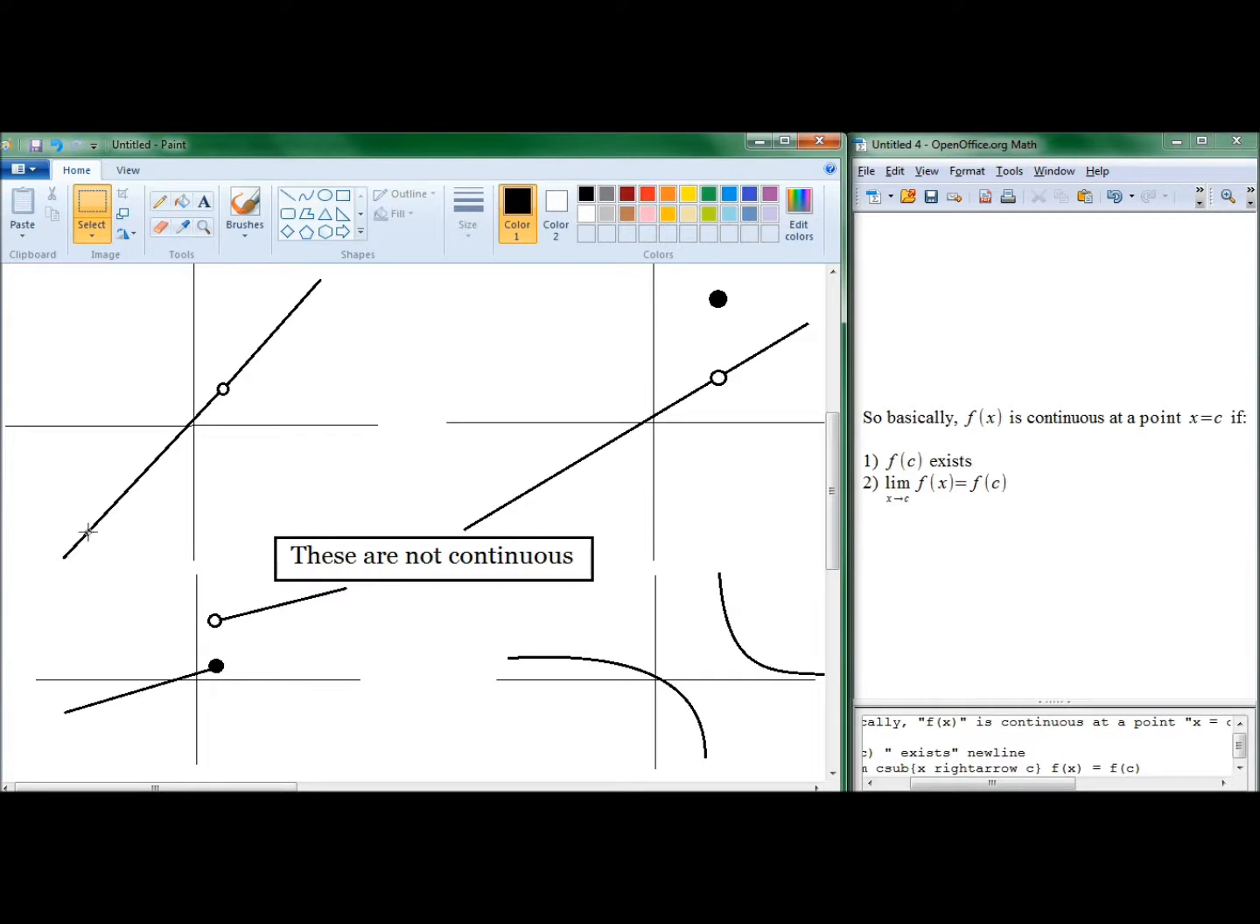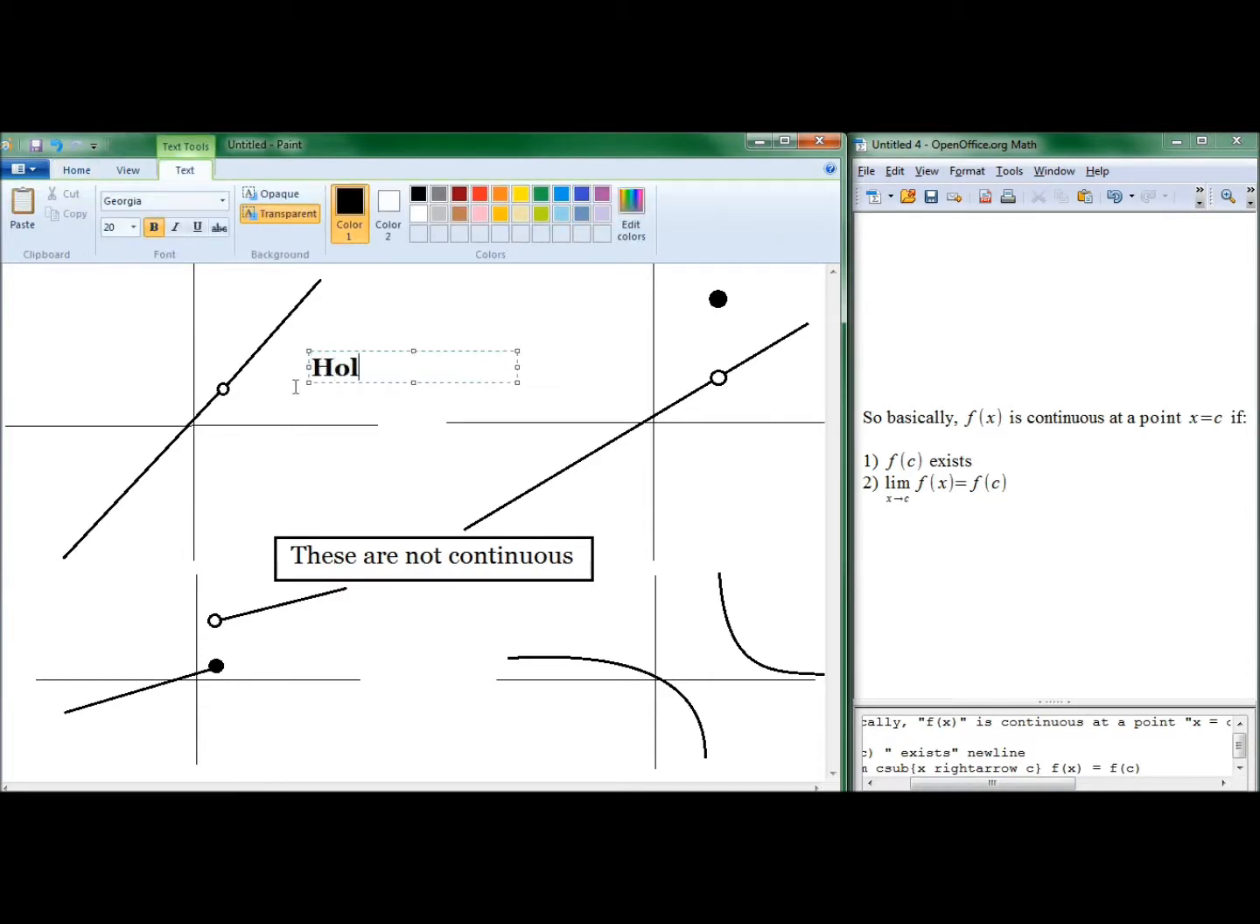So, let's look at our first function. As we can see, everything's pretty wonderful until we get to this point, where we have a hole. Our first rule in our simplified rules is that f of c must exist. Since f of c doesn't exist, this function is clearly not continuous. However, we can now define a hole: the limit exists, but regrettably the point doesn't.